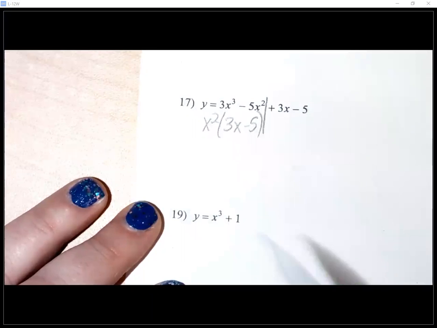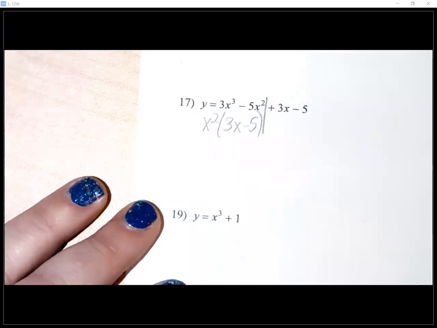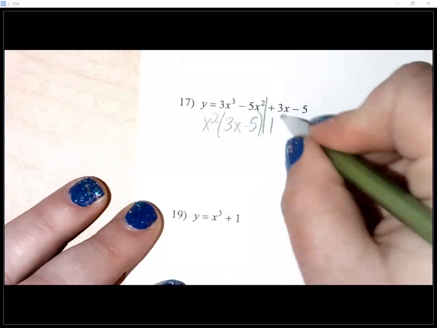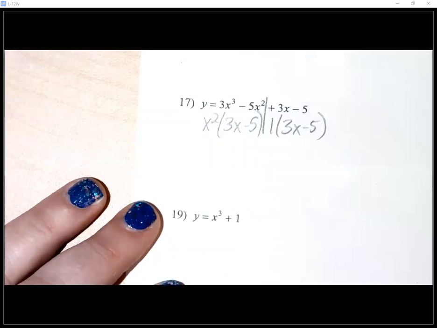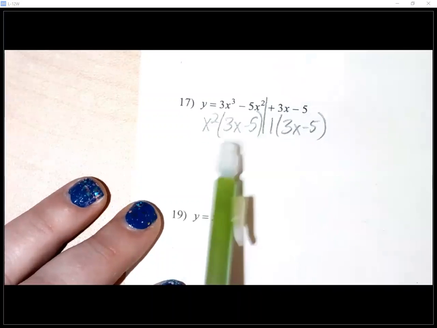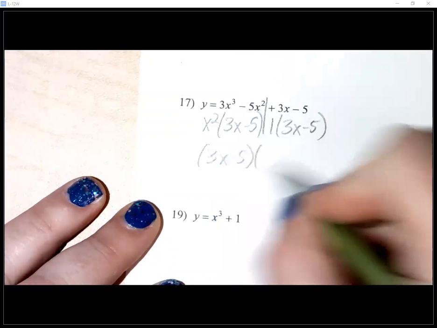You have to take out something. So if you are looking at this and you're like, there's nothing to take out, you just take out a positive 1, which leaves it exactly as it is. So now, my parentheses match, 3x minus 5. And then the other one is x squared plus 1.